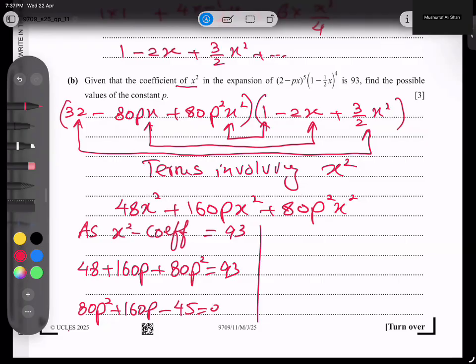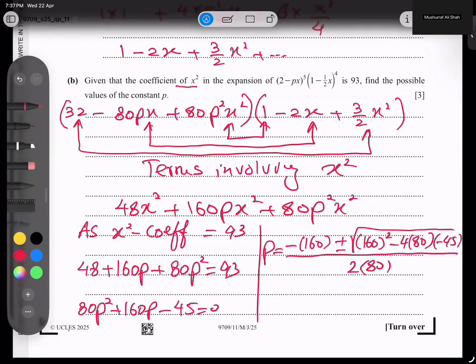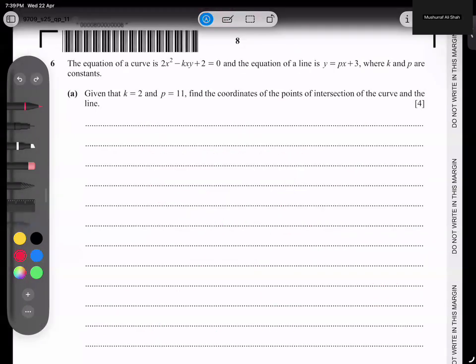So students, I can factorize or apply the quadratic formula, that is negative b plus and minus square root of b square minus 4ac, where a is 80 and c is negative 45, over 2a. I'm getting here two values of p, which I'm going to type in the calculator. And the first value of p is coming with me negative 9/4, and the second value is coming with me 1/4. And he was asking, find the values of p. I hope the concept of the question is ready.